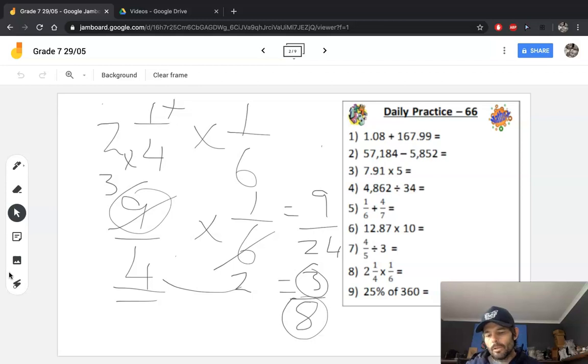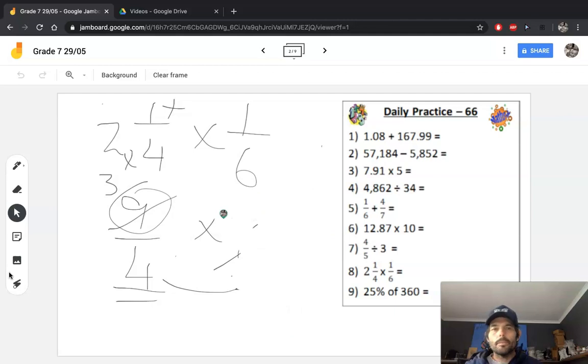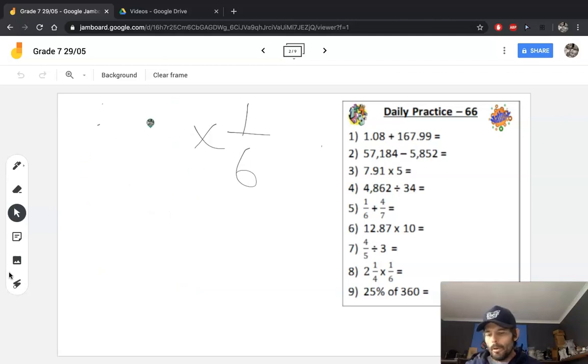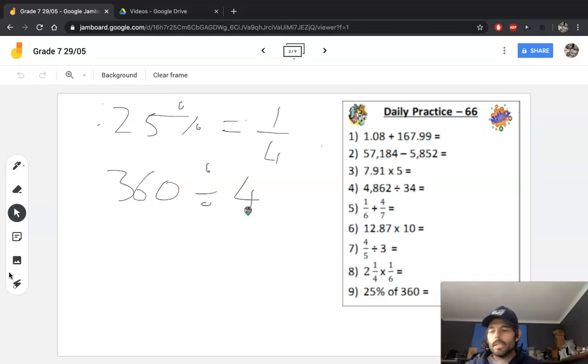Then 25% of 360. Well done if you recognize 25% as being a quarter. Okay, and then all you needed to do was divide 360 by 4. And that would have given you 90. So 25% is equal to a quarter. So 360 divided by 4. 36 divided by 4 is equal to 9. So 360 divided by 4 is equal to 90.